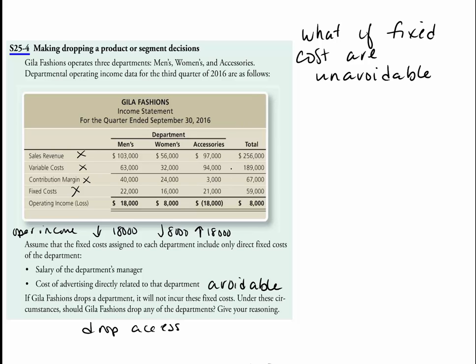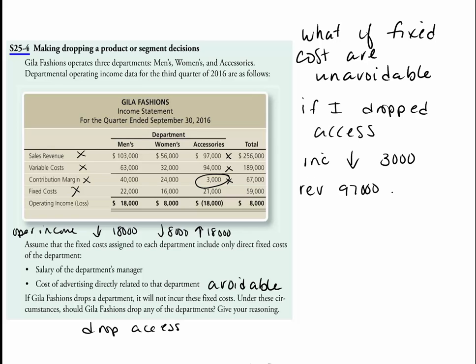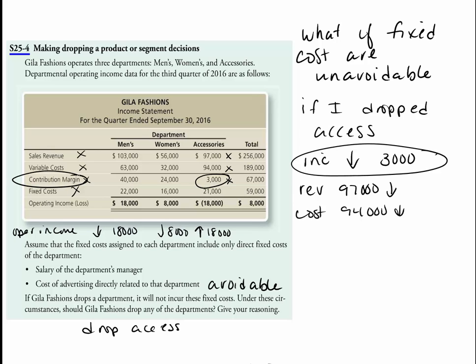But if I said that the fixed costs are unavoidable, then you say, all right, the revenue would go away, the variable cost would go away, so the contribution would go away, but the fixed costs would still be there, which means if I dropped the accessories department, my income would actually go down by $3,000, right? Because my revenue would go down by $97,000. My costs would only go down by $94,000. My revenue is decreasing by more than my cost, and so my income goes down by $3,000 if those fixed costs are unavoidable. So if the fixed costs are unavoidable, contribution really becomes your important number here.